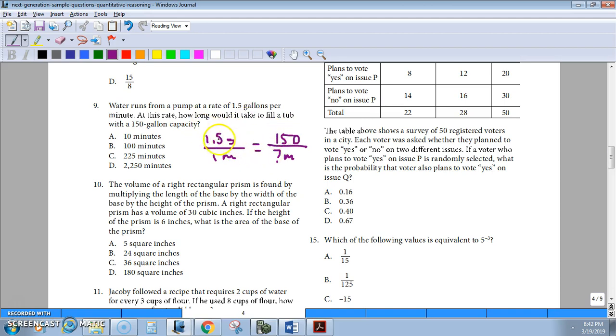First of all, we need to figure out 1.5 times what is going to be 150. They look like a similar number, except I've moved the decimal point 2 times to get 150. So I know that means I'm just going to multiply by 100. So I need to multiply the denominator by 100, and 1 times 100 is just 100.